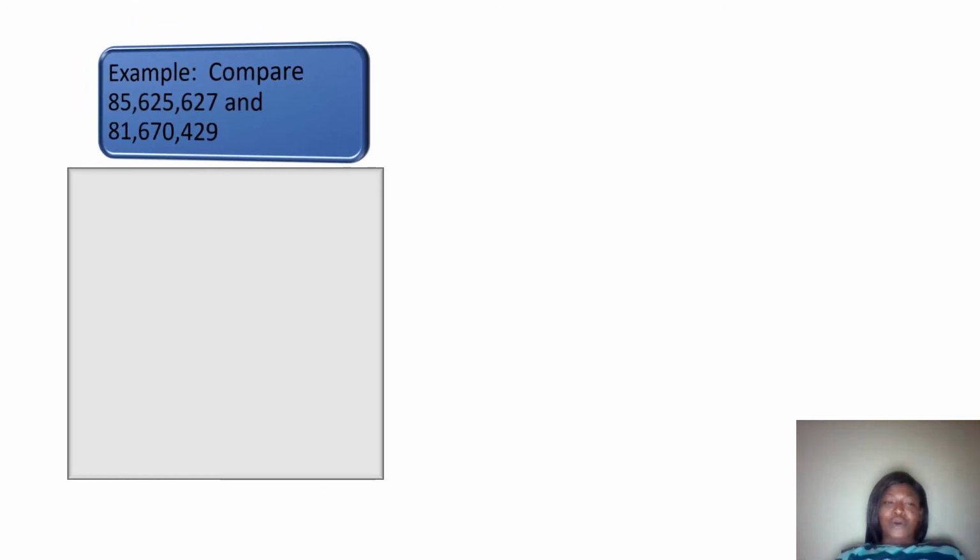Example. Compare 85,625,627 and 81,670,429. Still on the place value. So look at the way I've arranged mine on the place value chart.